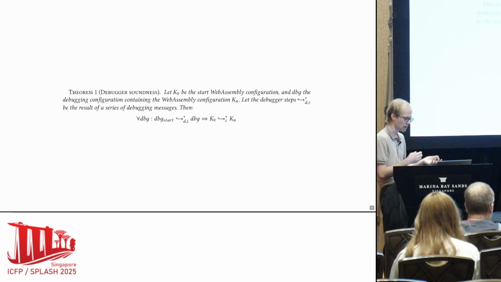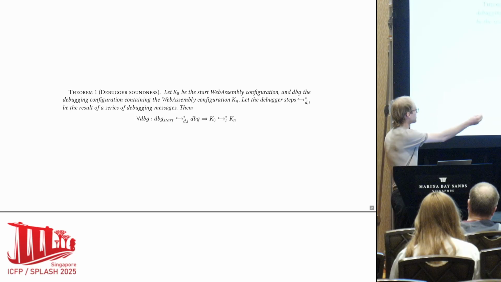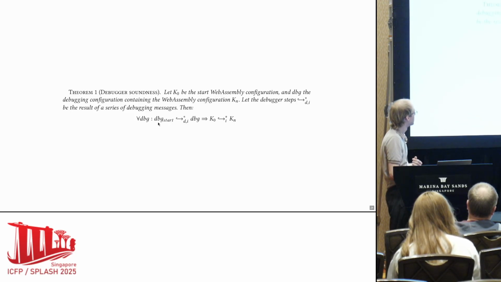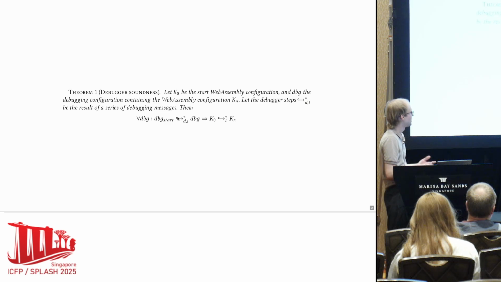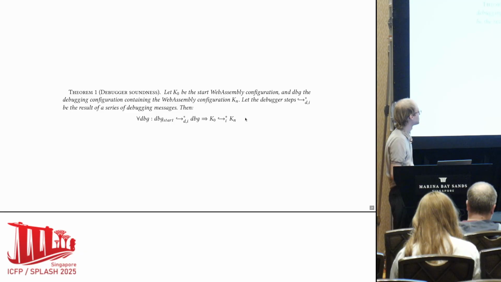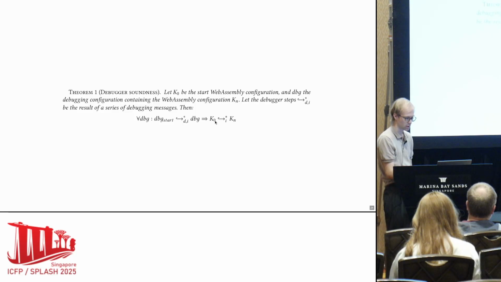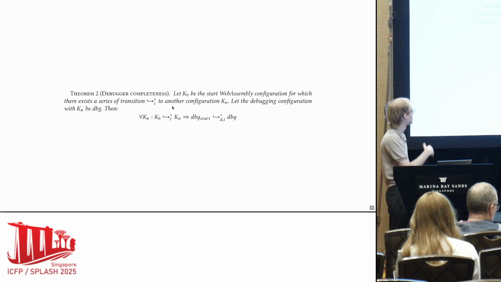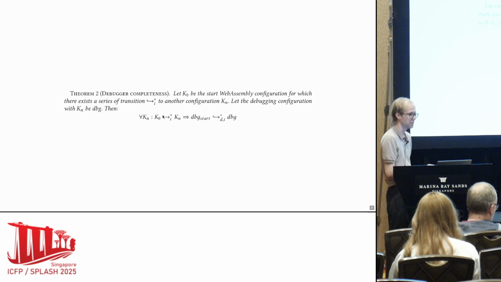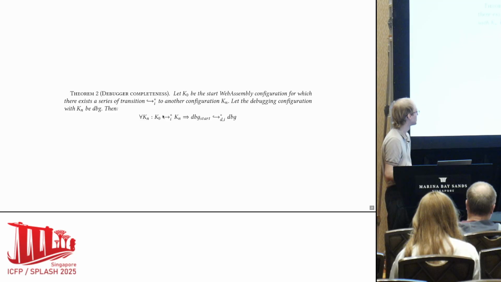So if you have a debugging session that starts at the start of your program to some debugging state, this is the first part here at the bottom, then you want to be able to find the same path in the actual language semantics, so in WebAssembly in this case. And the reverse of that is the debugger completeness, where if you have a path in your WebAssembly from the start of your program, you want to also have a similar path in your debugger.